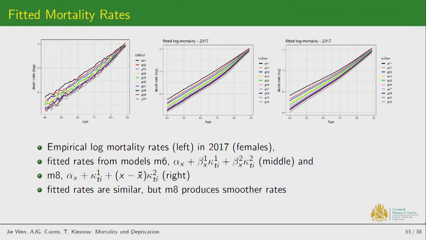And now finally looking at the fit of the data. Here we have, as a function of age, the observed mortality in the year 2017 for females on the left. This is one of the pictures that we've seen right at the start of this talk. And then the other two are the fitted rates using models M6 and M8. We can hardly spot the difference. M8 is just ever so slightly smoother, just a bit smoother.